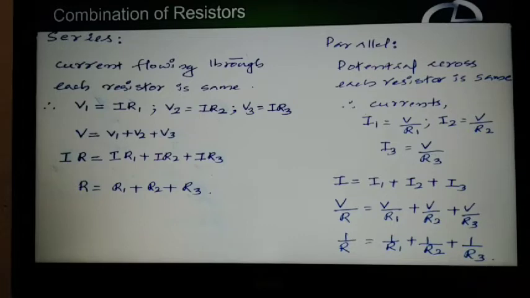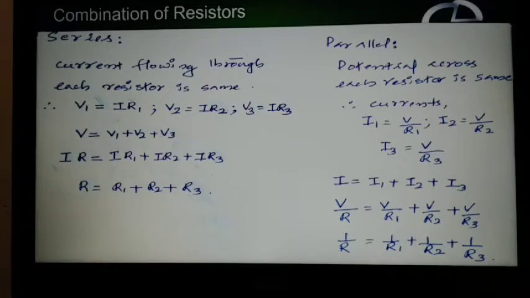So the potential across the first resistance, V1, will be I into R1, V2 will be I into R2, and V3 will be I into R3. Suppose three resistors are connected in series. Then R1, R2, R3 are the individual values, and the potentials across them, V1, V2 and V3, are given by IR1, IR2 and IR3. But the total potential V is equal to V1 plus V2 plus V3. So I into R is the net potential, which is equal to I into R1 plus I into R2 plus I into R3. Since the current flowing through each resistor is the same, R is equal to R1 plus R2 plus R3.